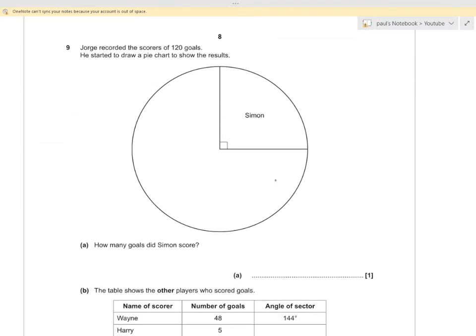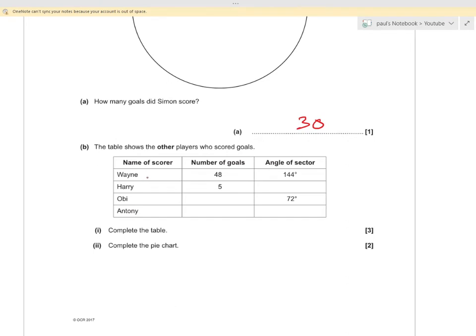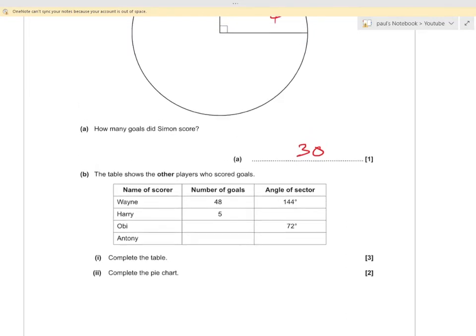A pie chart. George recorded the scores of 120 goals. He started to draw a pie chart to show the result. How many goals did Simon score? Well, Simon scored a quarter of everything, so it's 120 divided by 4, which equals 30. So Simon scored 30 goals. Right. The table shows the other players, number of goals and angle. Complete the table.